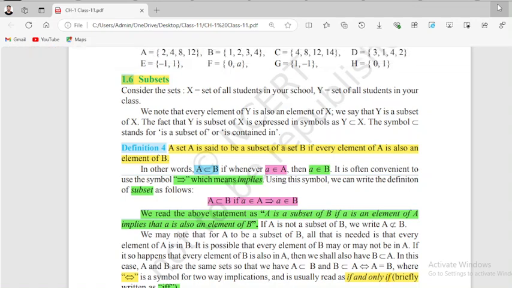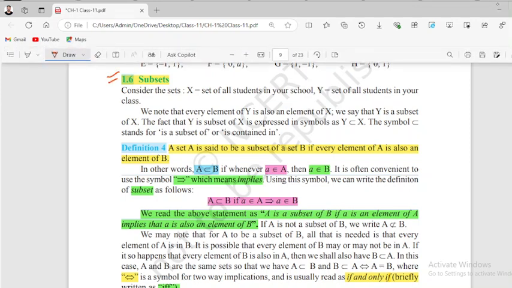Today we will discuss a new topic, subset. Let us understand with the help of an example. Consider the set X, the set of all students in your school, and another set Y, the set of all students in your class. So we note that every element of Y is also an element of X. Because of that, set X talks about the set of all students in your school, and set Y talks about all students in your class. Is it clear?